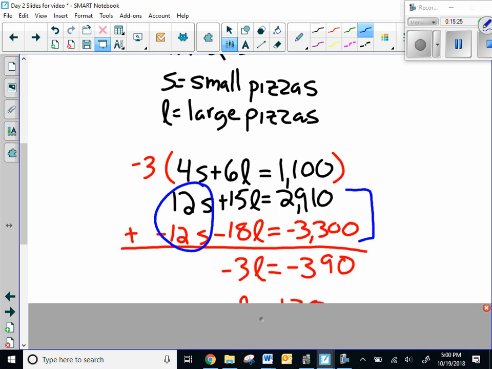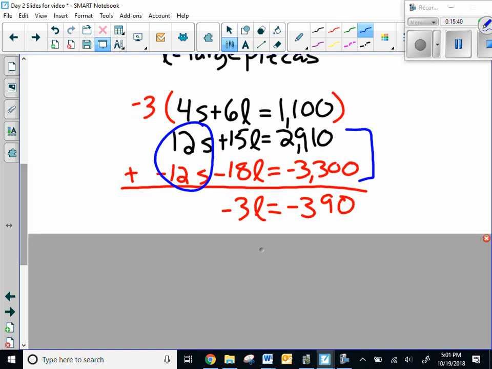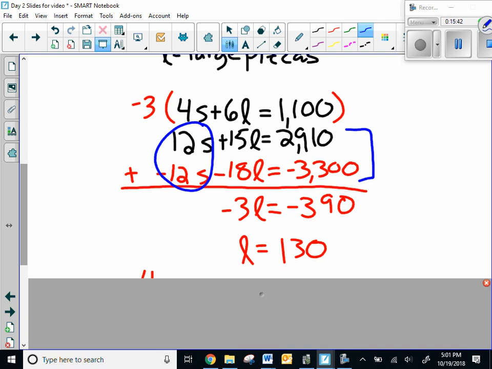So that's what I did. I added those two equations. The S is eliminated, and I was left with -3L equals -390. So probably a lot smaller numbers than you were dealing with if you did the 4 and the 12. But I'll still end up with the same L value, which was 130. So just a little shortcut there.